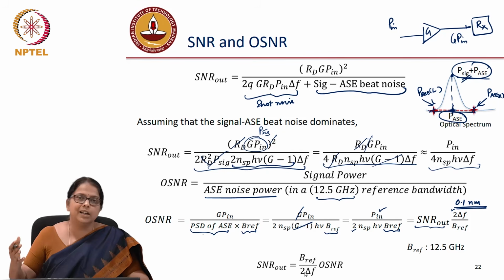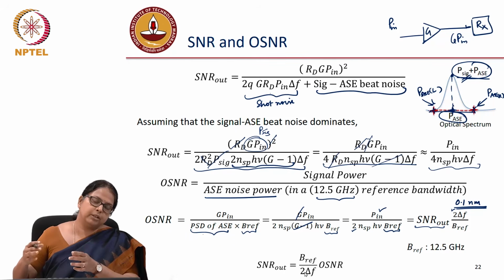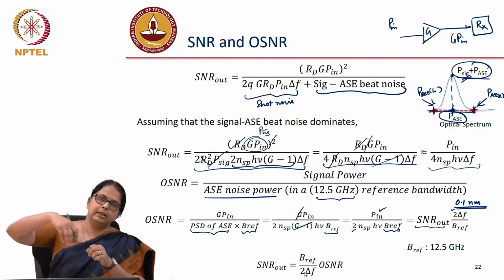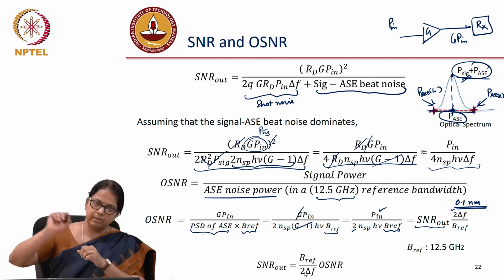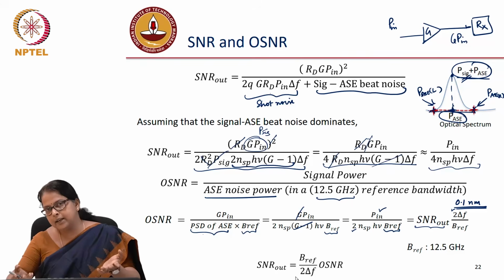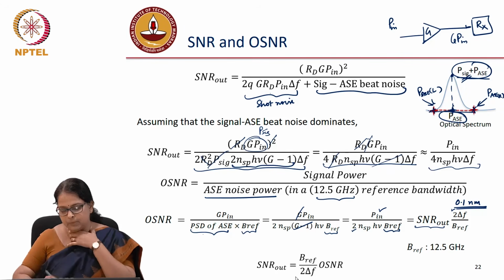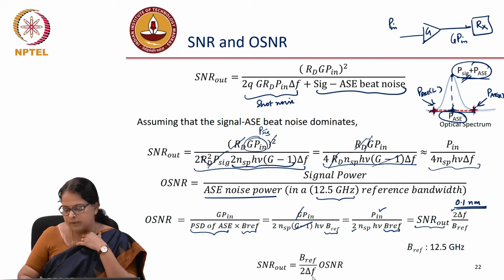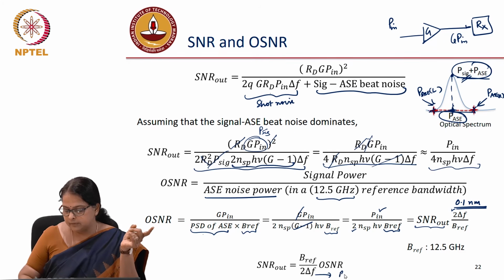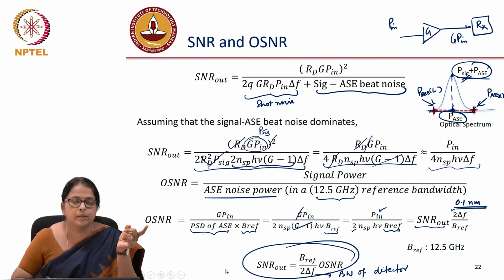OSNR is something that you measure using a spectrum analyzer. You directly put the optical field into a spectrum analyzer. It will give you an optical spectrum. You can put markers and measure the optical signal to noise ratio. If you put it on an electrical detector, the corresponding SNR is B reference divided by 2 delta F, where delta F is now the bandwidth of your detector. B reference is the reference bandwidth of 12.5 gigahertz, and delta F is the bandwidth of the detector. And this gives you the relation between SNR and OSNR.